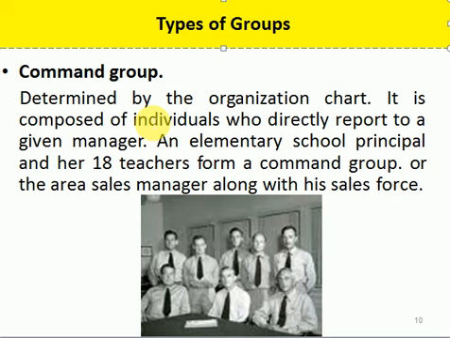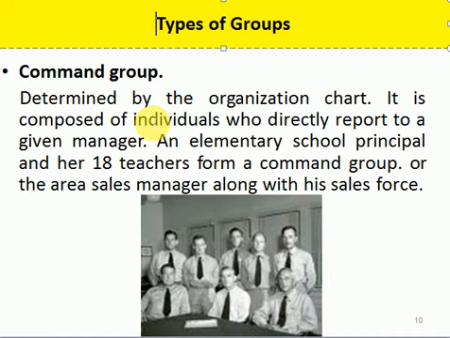So what is a command group? It is a group in which the individual is directly giving a report to the given manager. It means under whom he is working. As an example, take an elementary school principal. Under the principal, for example, 18 teachers are working. So one principal, 18 teachers working with one principal. This is a command group.